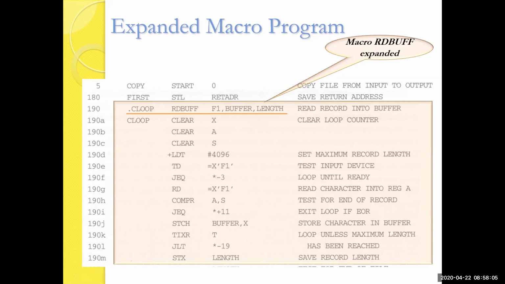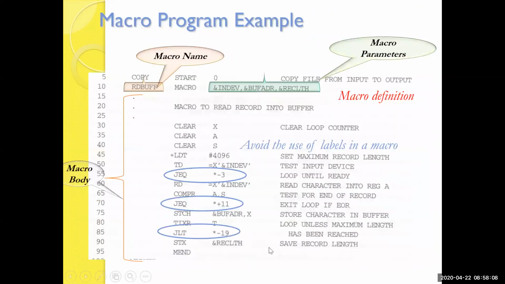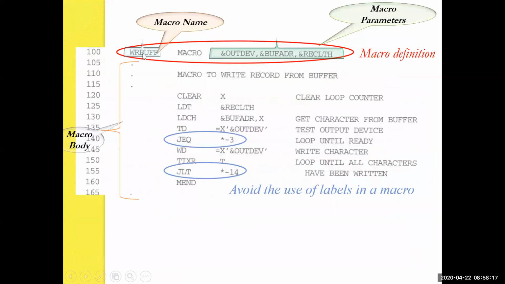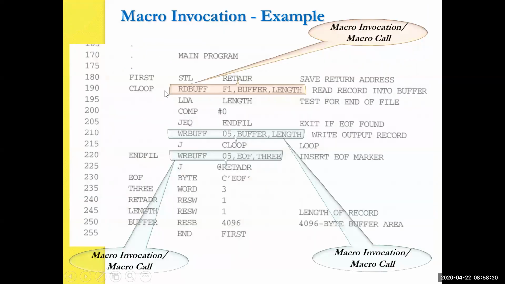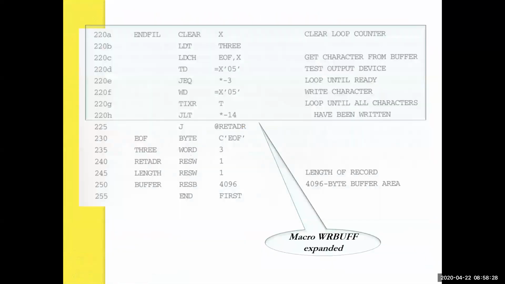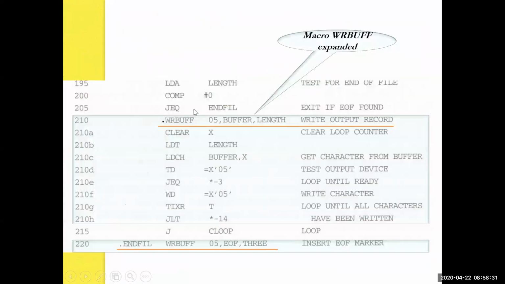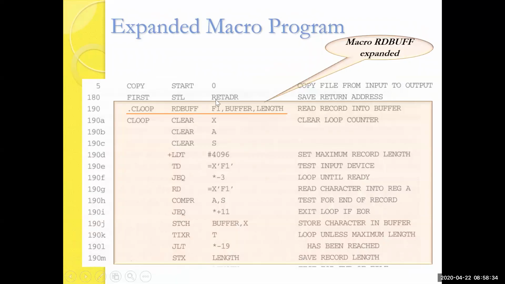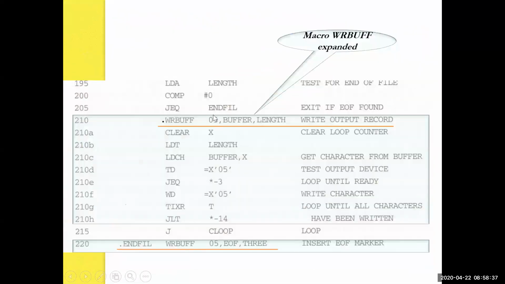So following this, just go back to the original source program. After this, next we have an invocation. After this macro call, the next set of statements are LDA length, COMP hash 0 and JEQ fill. So the statements generated after the macro RDBUFF is expanded are LDA length, COMP hash 0, and JEQ fill. So these are part of the source program which are written to the expanded file as such.